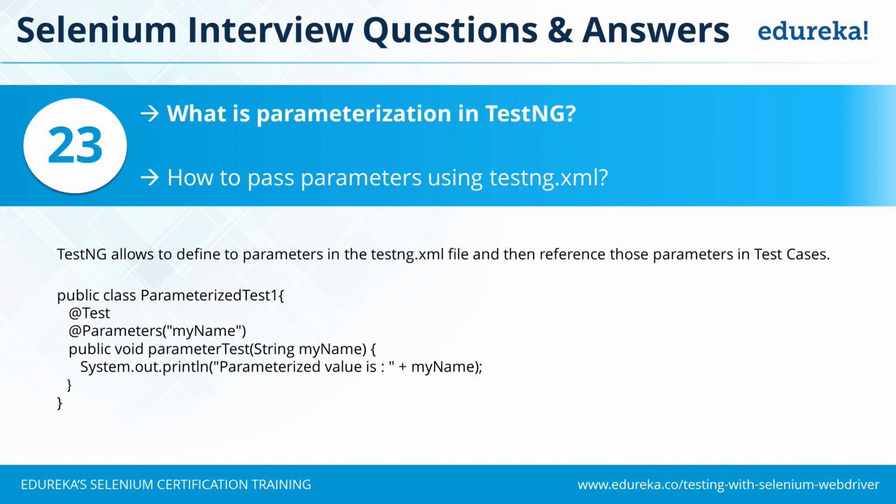So my test cases would look something like this. For instance, I have public class ParameterizedTest. So @Test, this is the test annotation. Inside the test annotation, I have the @Parameters annotation. I'm accepting a parameter called myName.